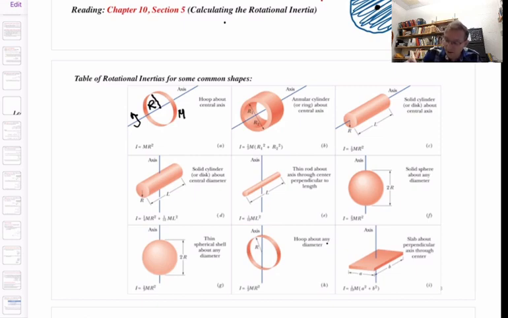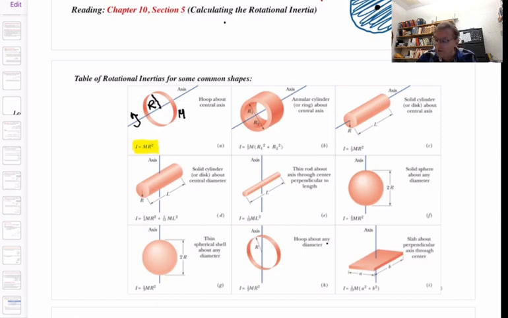What's the rotational inertia for that shape? It's right down there. Simple. It's the simplest one. Take the mass times the radius squared, because every piece of that ring, or hoop, I should say, is the same distance from the axis, r. All right, that's the easiest one.